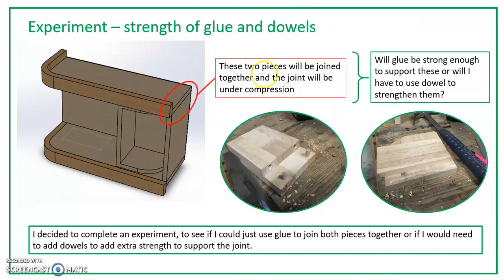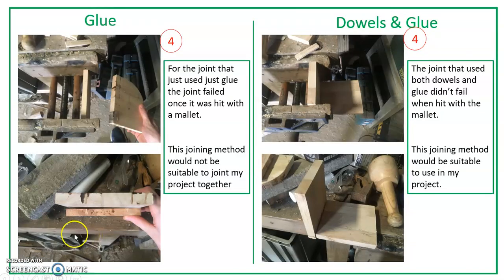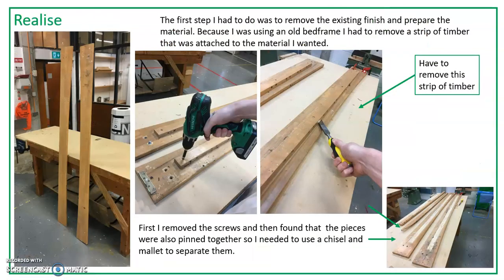Then I went on and looked at this joining here and asked, would glue be enough, or would I need dowels as well? So I did the exact same joint, one with dowels, one without dowels, both with glue, and glued them together, and then used a mallet to try and apply pressure to the joint. The one with only glue failed, and the one with glue and dowels didn't. So then I knew I had to use glue and dowels to join these timbers.